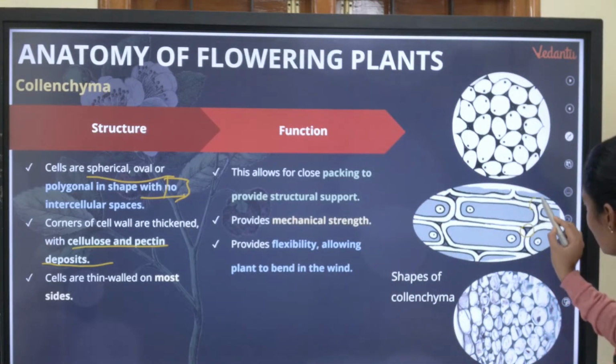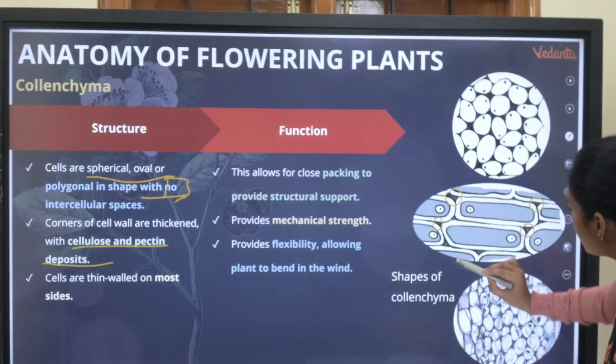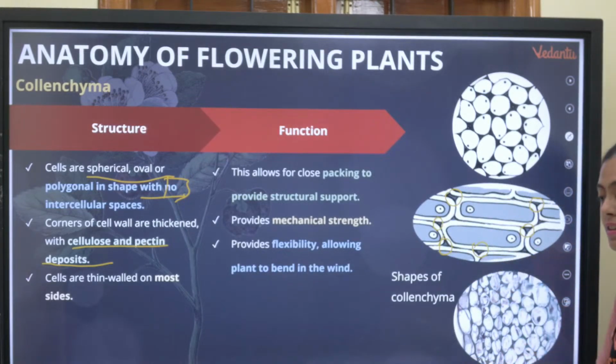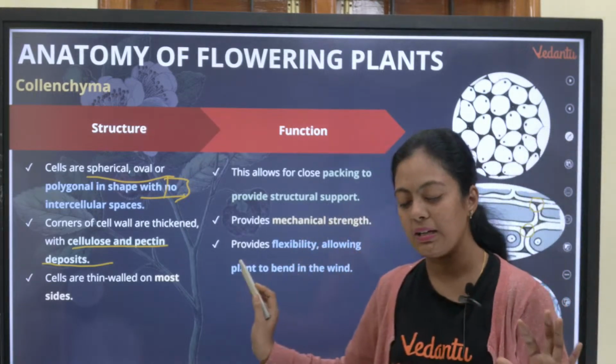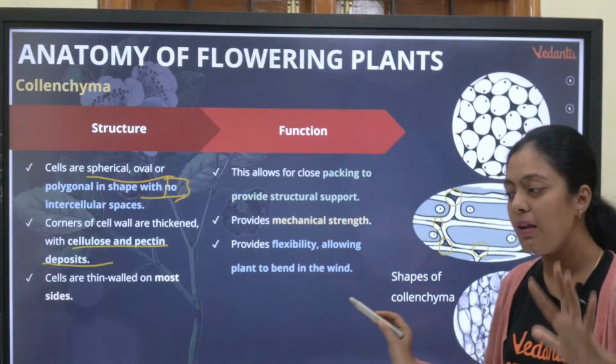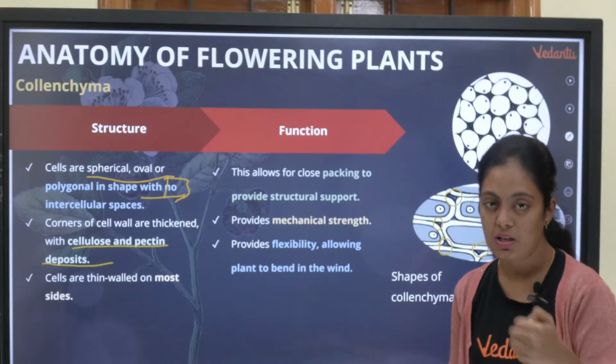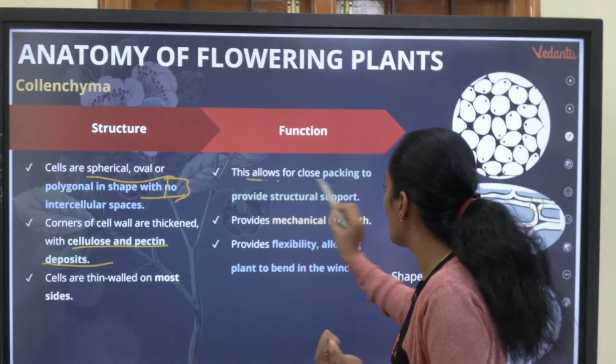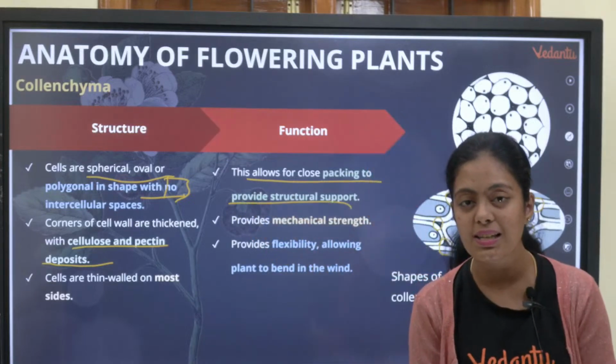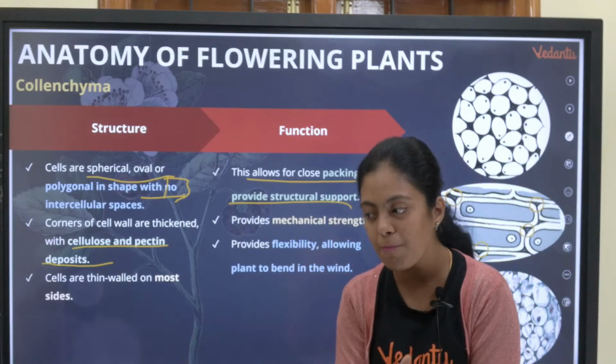Look here, are there thickenings here? Can everyone see this? The thickenings are made up of cellulose and pectin. Clear, pasangla? Any doubts here? Now, let's talk about its function. I already told you, this allows for close packing because there are no intercellular spaces. So, they will be closely packed.